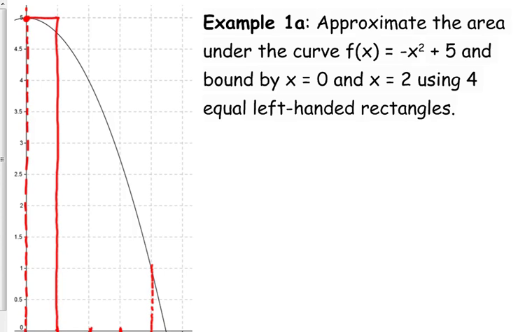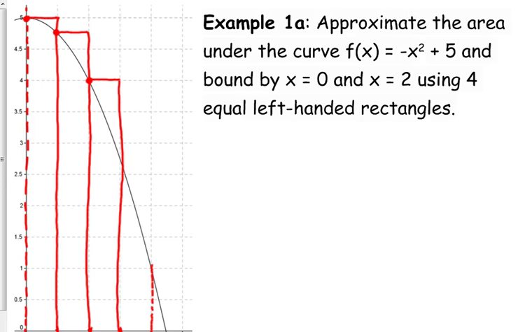Then at 0.5, we go up to the curve, find its y value, and we go straight across to the beginning of our next interval at 1. There's our second rectangle. At 1, we go up to the curve, find its y value, go straight across to 1.5. There's our third rectangle. And then we go up to 1.5 on the curve, straight across and down. There's our fourth rectangle.